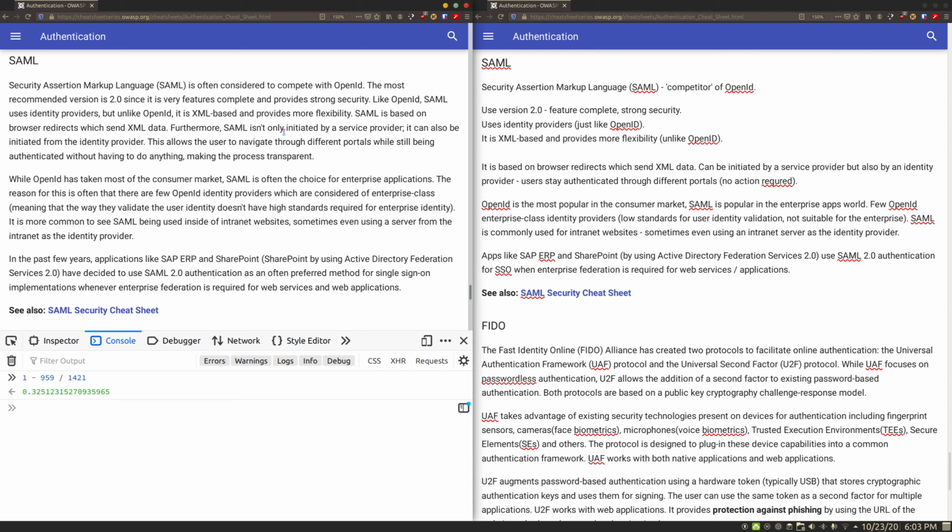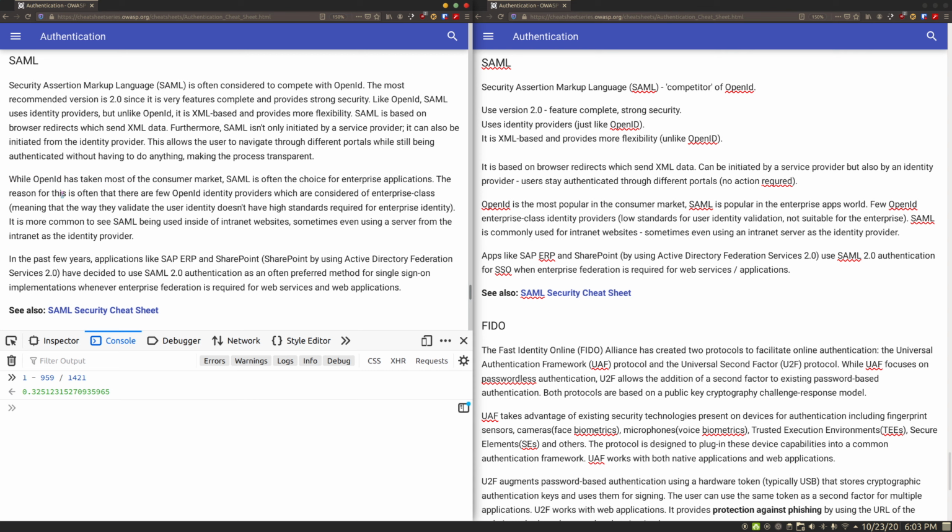Furthermore, SAML isn't only initiated by a service provider, it can also be initiated from the identity provider. This allows the user to navigate through different portals while being authenticated without having to do anything, making the process transparent. While OpenID has taken most of the consumer market, SAML is often the choice for enterprise applications.